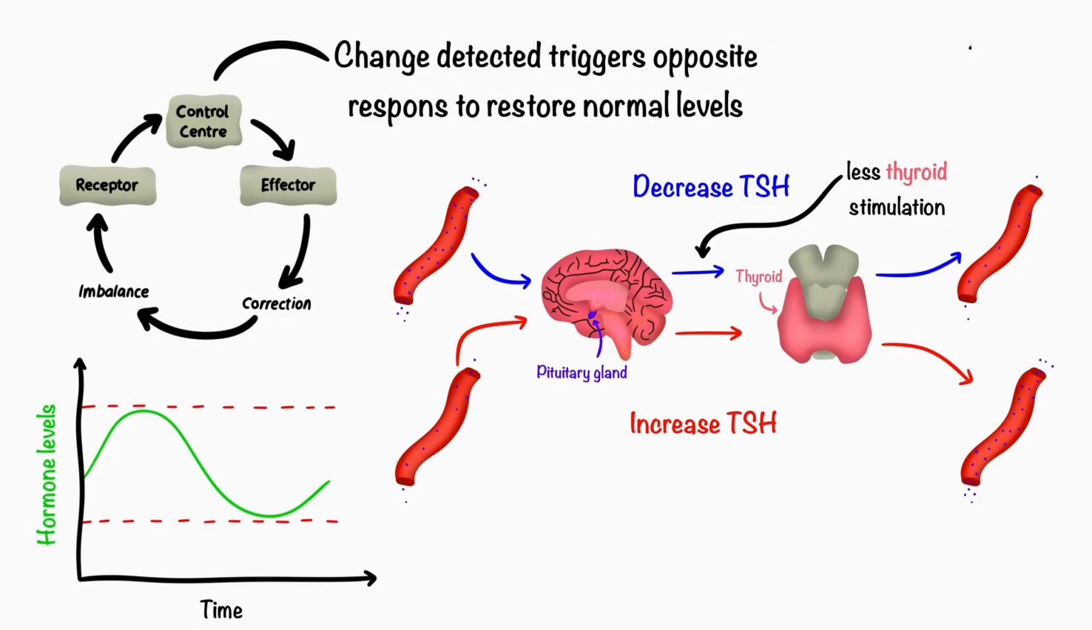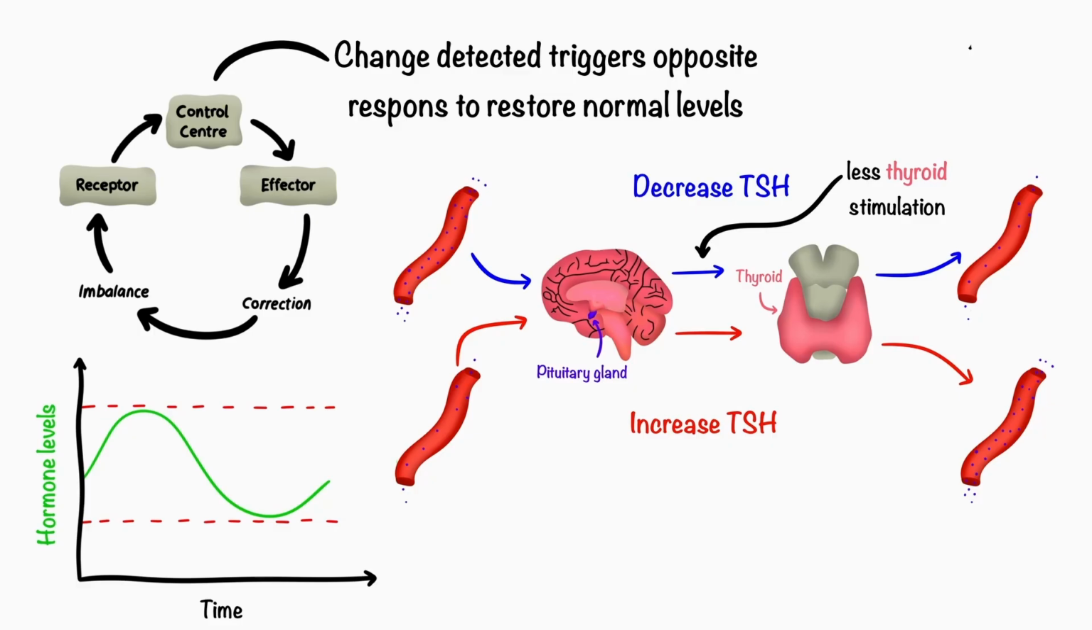This is a classic example of negative feedback. The system responds in the opposite direction to the change, helping maintain balance. Negative feedback is crucial for maintaining homeostasis, keeping conditions in the body relatively constant. Without it, hormone levels could fluctuate wildly, causing serious disruption to bodily functions.